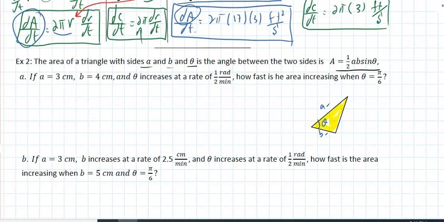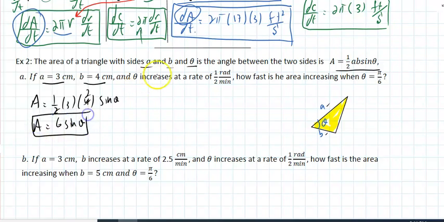Part A says if A equals 3 and B equals 4, then those are fixed. Area is 1/2 times 3 times 4 times the sine of theta, or area is 6 times the sine of theta. If those are fixed, and theta is increasing at a rate of 1/2 radian per minute, how fast is the area increasing when theta equals pi over 6?